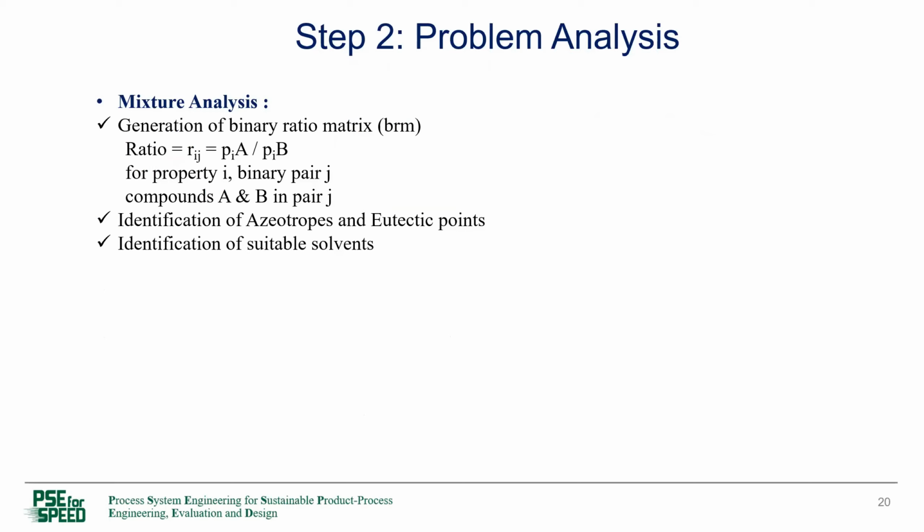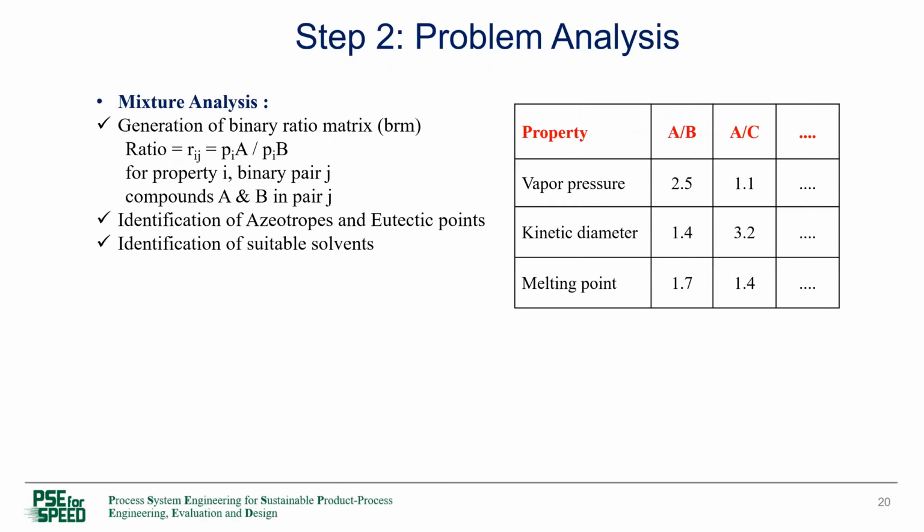And based on this, it will give us information about how many binary pairs are there, which forms an azeotrope, what is the binary ratio matrix value for different properties. So you can see an example like this. Here is a table. For every binary pair A, B, C, and so on, and properties, it will give the ratio. As I said, if the ratio is close to 1, it's difficult for that separation. If the ratio is greater and does not form an azeotrope, it is easier. And so in this case, 2.5 is the ratio for vapor pressure. So A and B can be separated by distillation if they do not form an azeotrope.